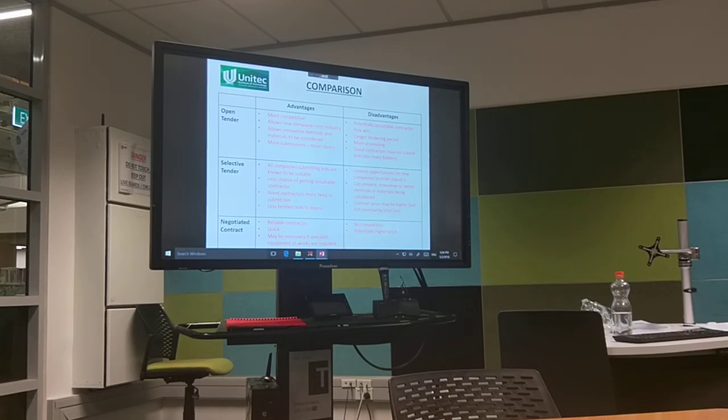But it lessens the opportunity for those new and innovative companies to get into the scene. Okay, it means that you might have picked someone that's really good, but there's someone out there that could do it better because they've got a better technology, they're new and innovative. And you haven't given them the chance to put in a price. Negotiated contractor, you've got a reliable contractor, it's quick, but there's no competition, it can be higher price.